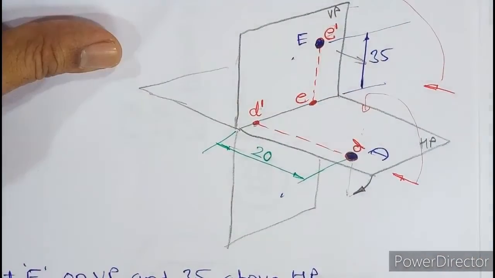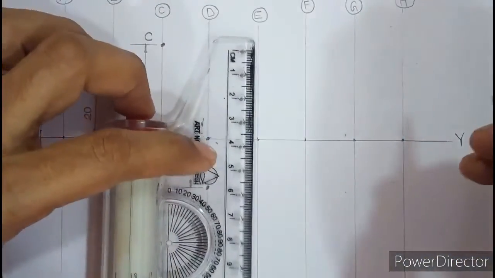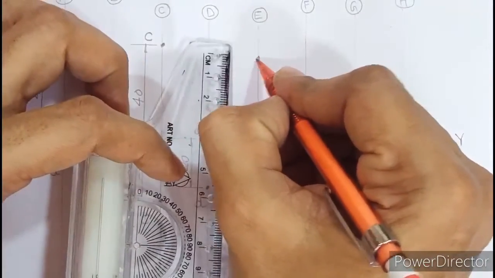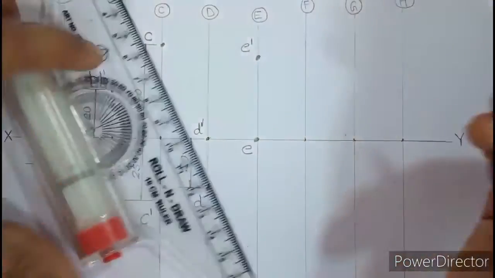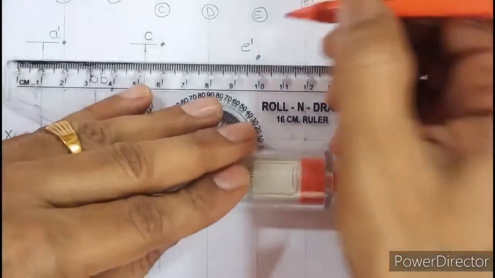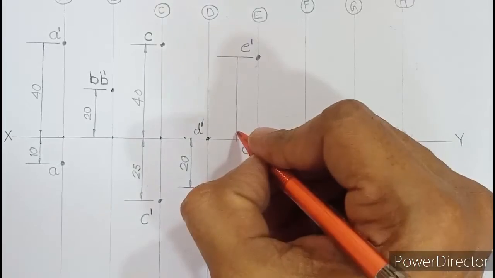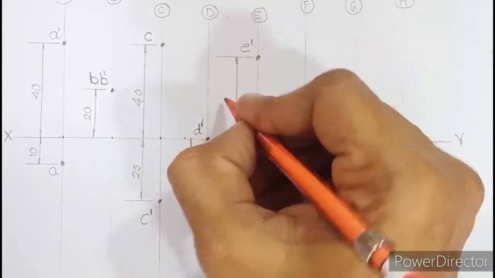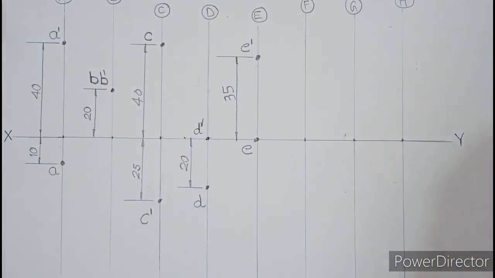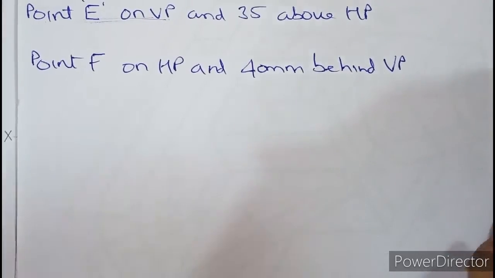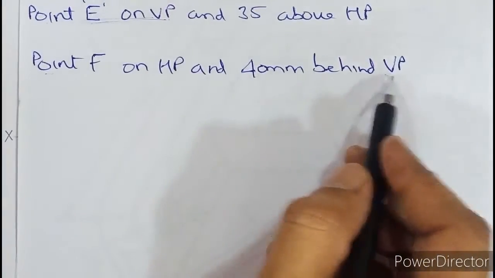So let us mark E dash and E. E dash is 35 above. So we will mark E dash 35 above. So I will mark 35 from here. And E will remain on XY. So E will remain here and E dash is above. So let us show the dimension from this side. So this is 35. So the next part is point F on HP and 40 behind VP.